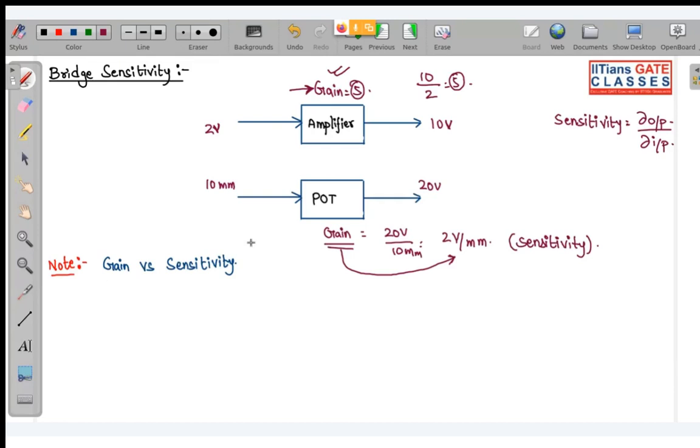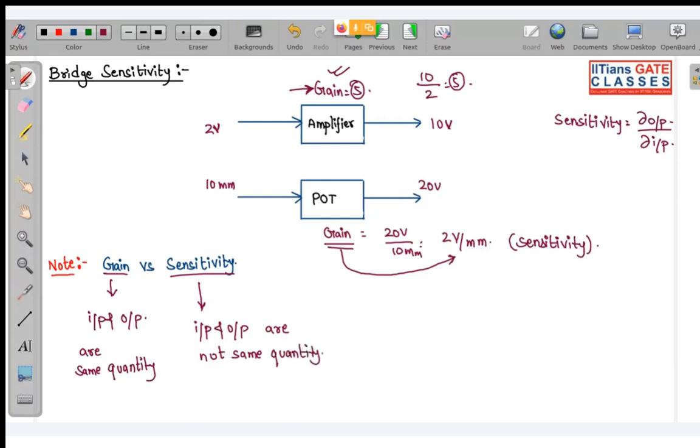I have already told you the difference between gain and sensitivity. Gain you get for an amplifier, where input and output are the same quantity. And sensitivity you get when input and output are dissimilar quantities, like your sensors. Take a thermometer, which is a sensor. The input is temperature, and the output is the height of the mercury column, which is calibrated in terms of temperature. That is your sensitivity. Is it clear? Any doubt, please let me know.